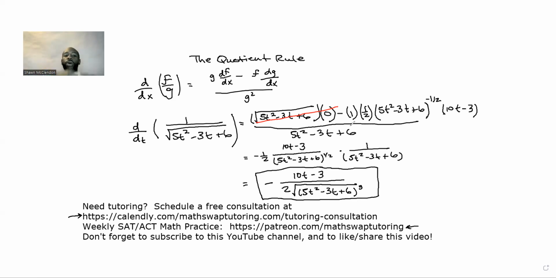All right. So the quotient rule is not bad. Just take your time. Pay attention to your exponents. Pay attention to your negative signs, and you should be fine.